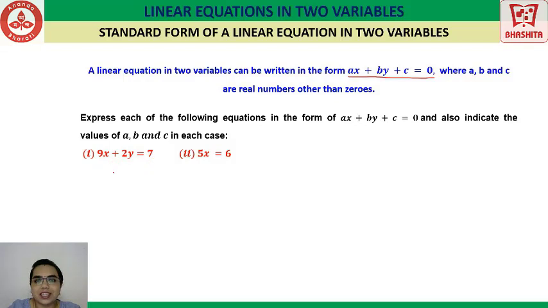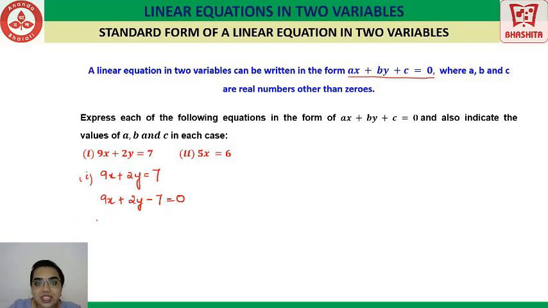9x plus 2y is equal to 7. So 9x plus 2y is equal to 7. This is the question. Now we need it in the form of ax plus by plus c is equal to 0. That is, on the RHS we must have 0. So for that purpose, this plus 7 can be transposed onto the left hand side. So what do we get? 9x plus 2y minus 7 is equal to 0.